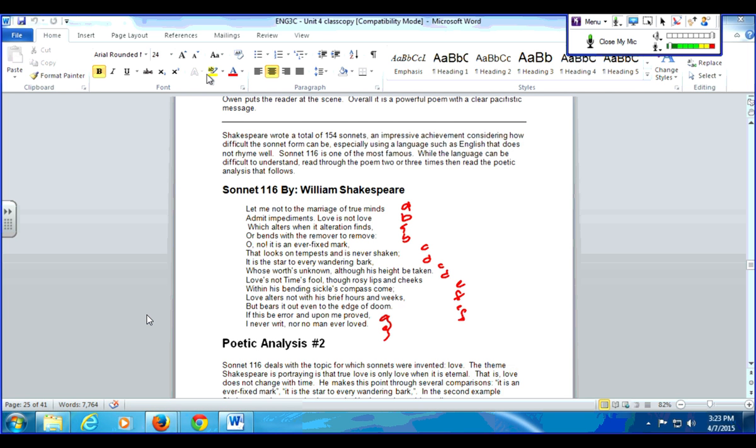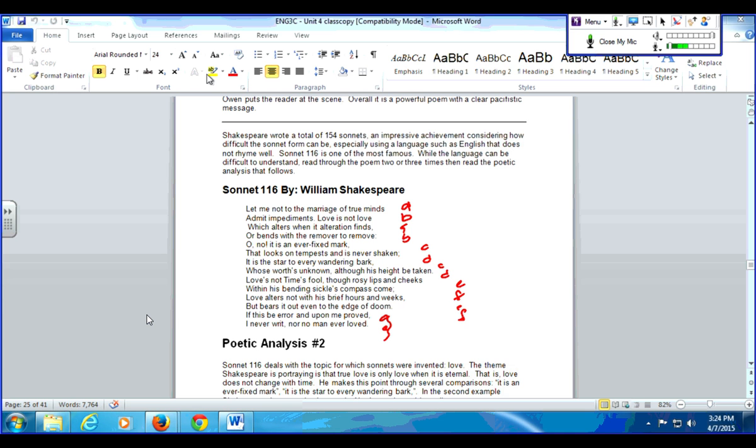Let me not to the marriage of true minds admit impediments. Love is not love which alters when it alteration finds, or bends with the remover to remove. Oh no, it is an ever fixed mark that looks on tempests and is never shaken. It is the star to every wandering bark, whose worth's unknown, although his height be taken. Love's not time's fool, though rosy lips and cheeks within his bending sickle's compass come. Love alters not with his brief hours and weeks, but bears it out even to the edge of doom. If this be error and upon me proved, I never writ, nor no man ever loved.